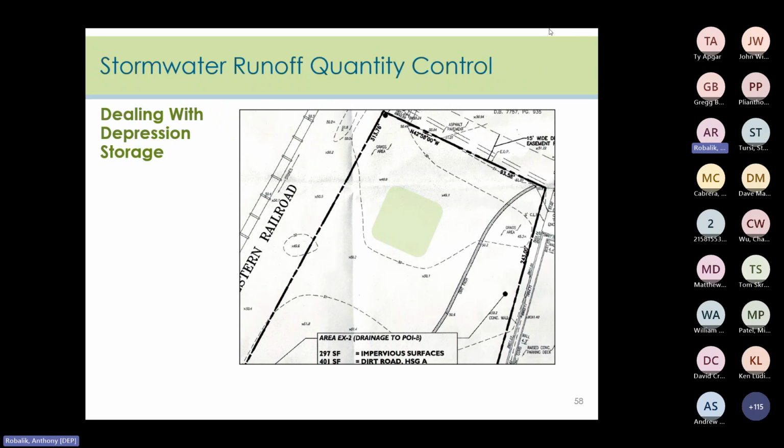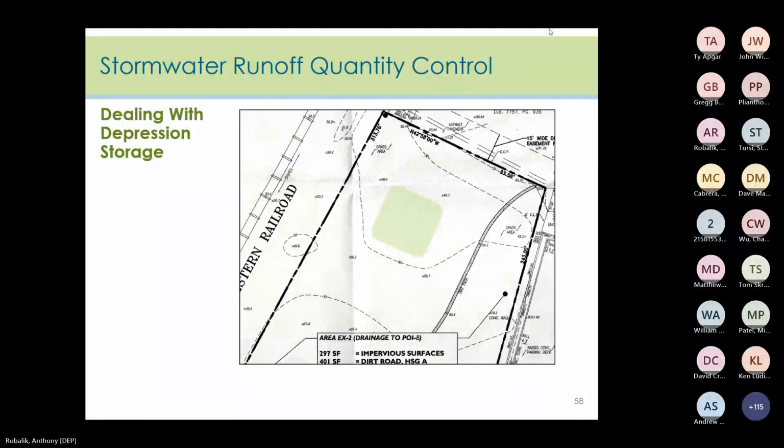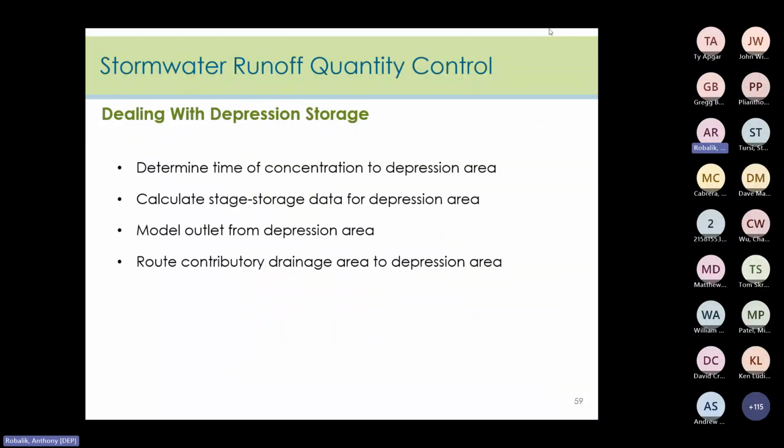This is the one example of depression storage that was shown earlier. Had this site been modeled accounting for the existing depression storage area, there most likely wouldn't be the issues that are there today. So when dealing with depression storage, the reviewer must review the time of concentration to the depression area, calculate the stage storage data for the depression area, model the outlet from the depression area, and route the contributory drainage area to the depression area.